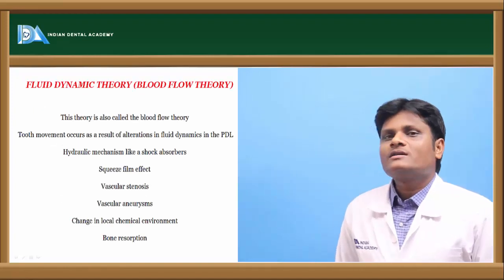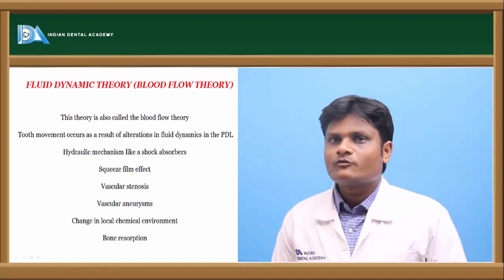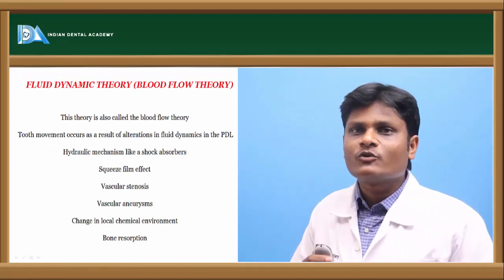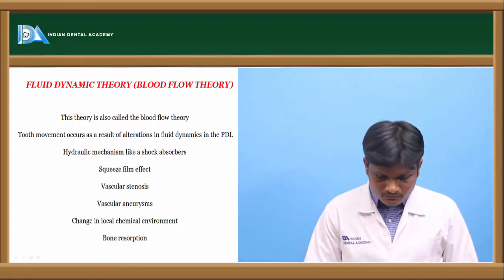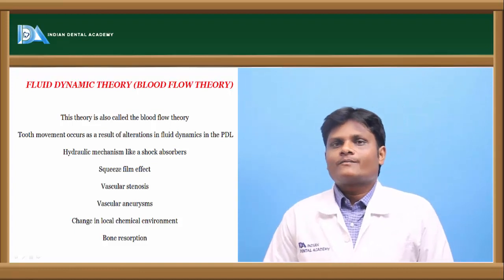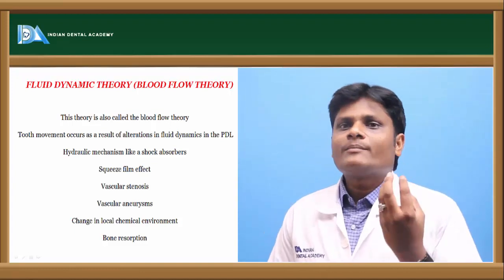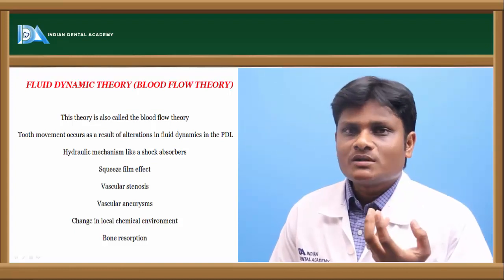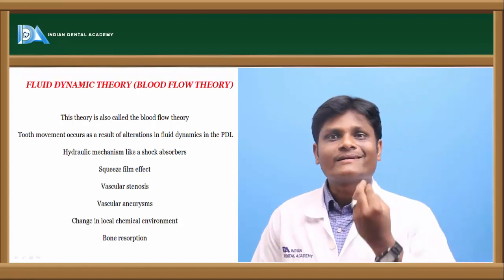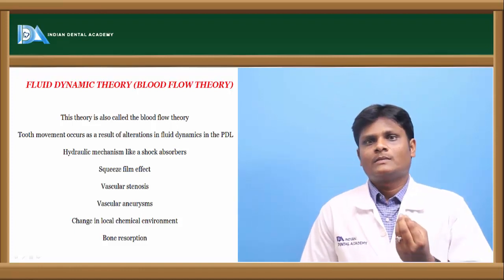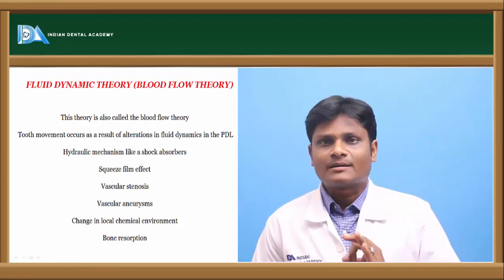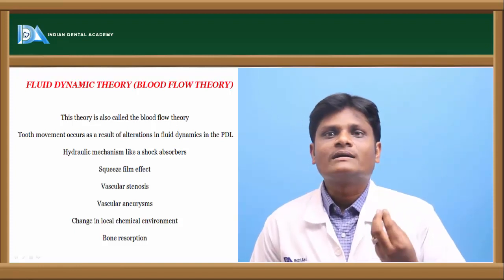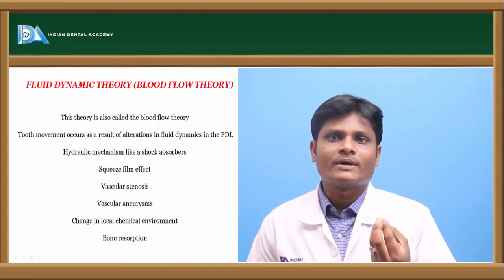The next important theory of orthodontic tooth movement is fluid dynamic theory or blood flow theory. This theory was proposed by Bean. According to this theory, the periodontal ligament around the tooth consists of interstitial fluid in it, along with the cellular component, the mucopolysaccharides and the blood vessels. We have interstitial fluid present in the periodontal ligament.